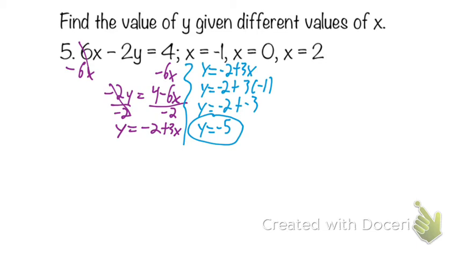Now, what do we need to do next? Plug x in as 0. So we're going to try another one, when x is 0. We're going to take the same equation we just solved, y equals negative 2 plus 3x, and we're going to plug in 0 for x.